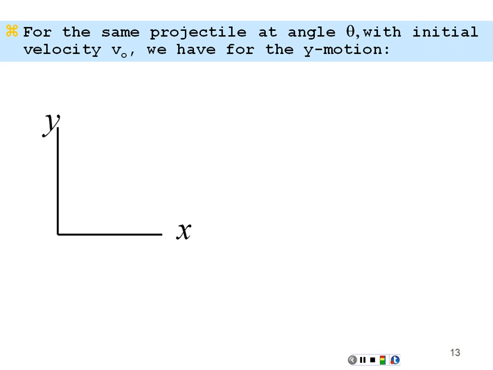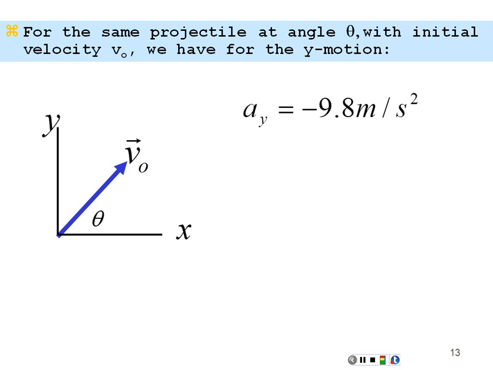What about the y motion? Looking at the same projectile shot with the same v naught at the same angle, we have an acceleration of negative 9.8 meters per second squared, because we're defining our positive y, initial y velocity up, as being our positive direction. So acceleration is going to be negative 9.8. Our initial velocity would be v naught sine theta. Our final velocity will be v naught sine theta plus acceleration times time.